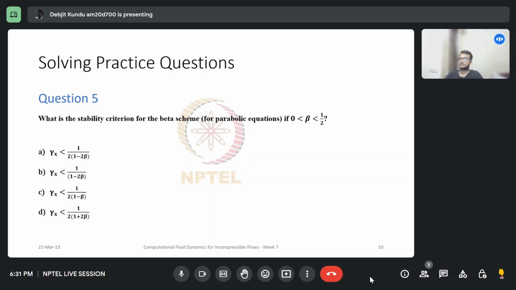Right. So let's have a look at the solution. The solution is option A, that is gamma x less than 1 over 2 into 1 minus 2 beta. So from the von Neumann stability analysis of the beta scheme, for beta greater than half up to 1, it turns out that it is unconditionally stable.